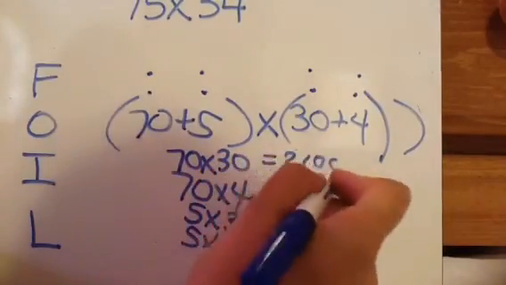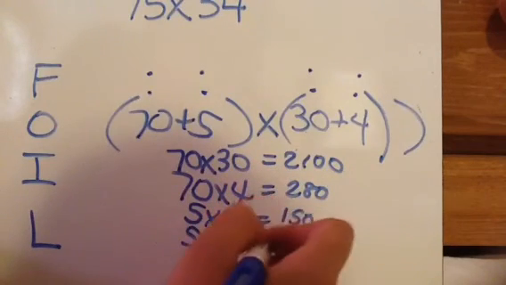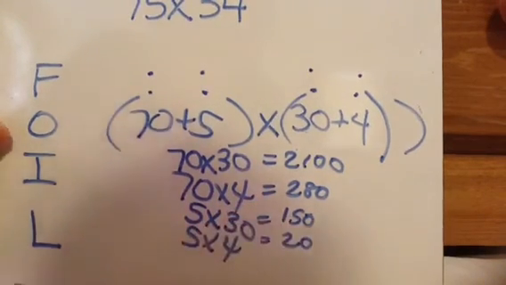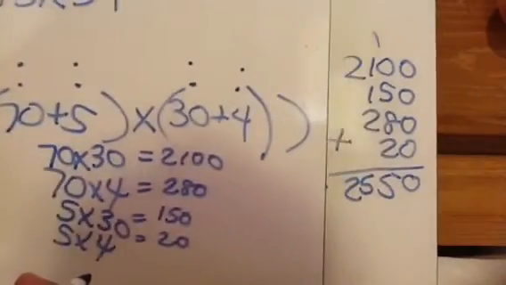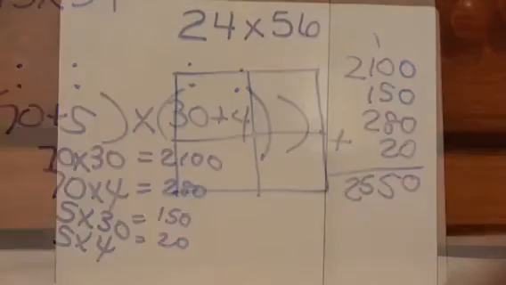So this is 2100, 280, 150, and 20. And if you notice, that's exactly what we got on the partial products box method. So this is how you know you did it correctly.